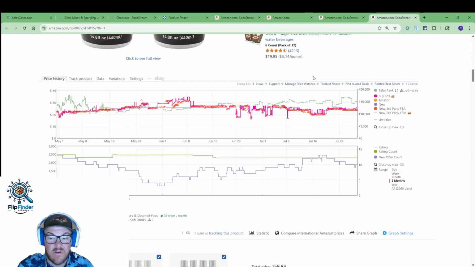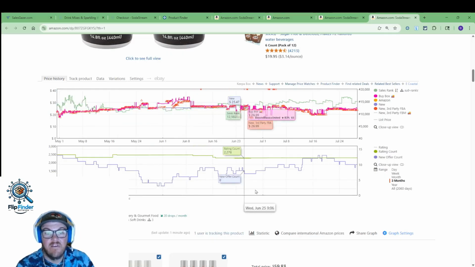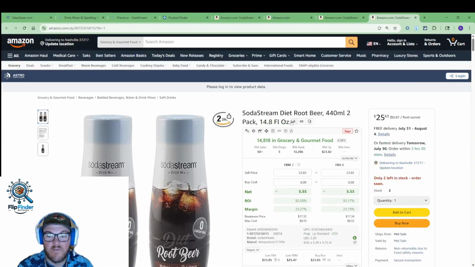Take a look at the Keepa chart. It looks almost the same. Very stable Keepa chart. Nice, happy Keepa chart here. We've got some good price stability over the year. Our offer count's nice and happy. It's moving up and down, which lets us know people are making sales. This is easy stuff. All you have to do is repeat this process over and over.